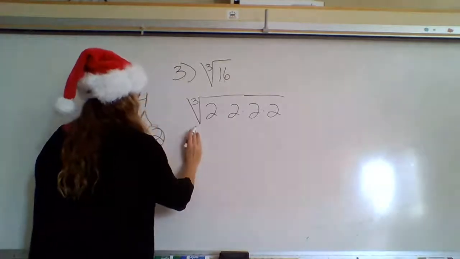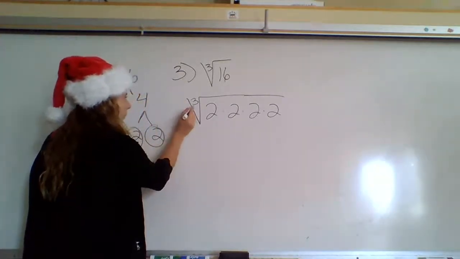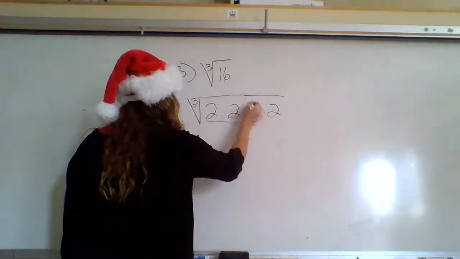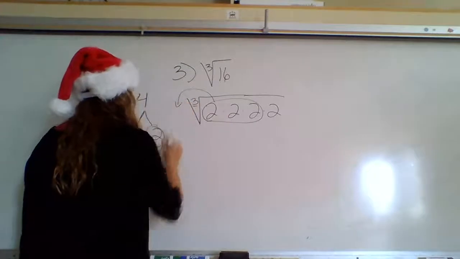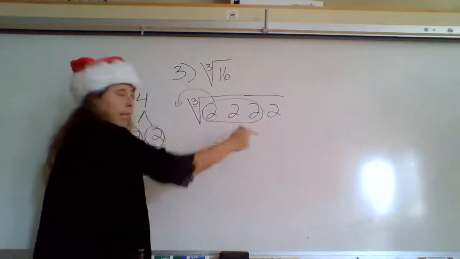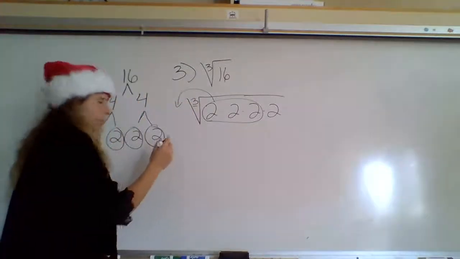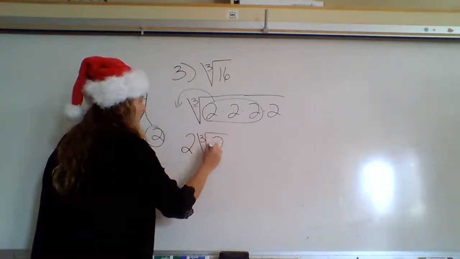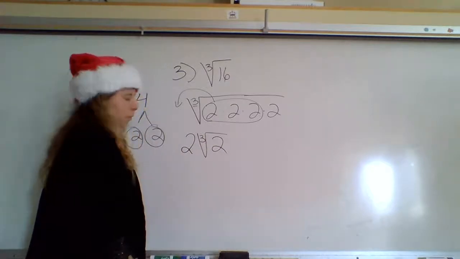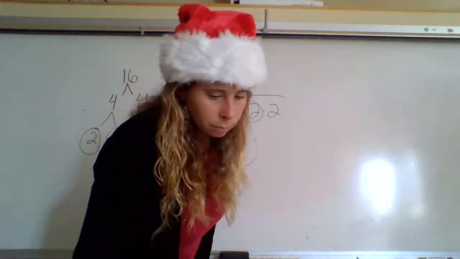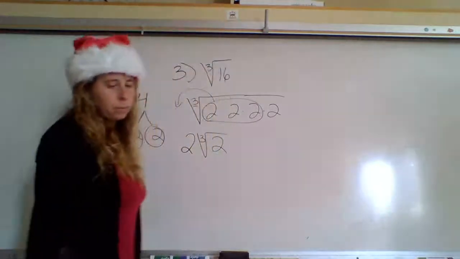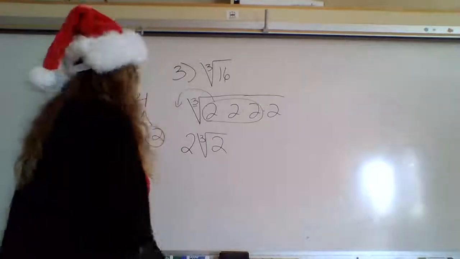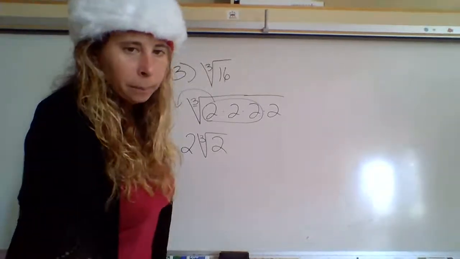Okay. You're taking a cubed root. So you're looking for groups of 3. 1, 2, 3. Those get to go out. This one has to stay inside. So that would be 2 cubed root 2. Yes. Okay. That's number 3. And then you're done. Done with number 3.